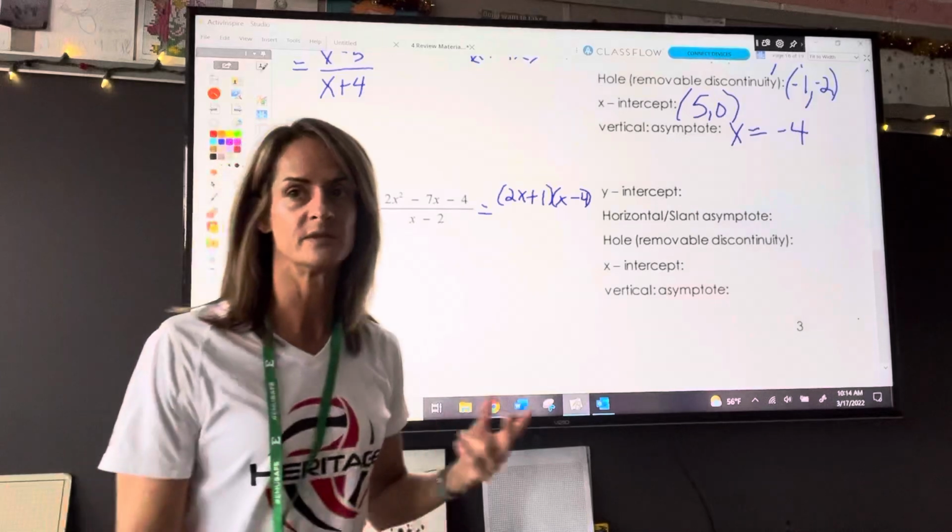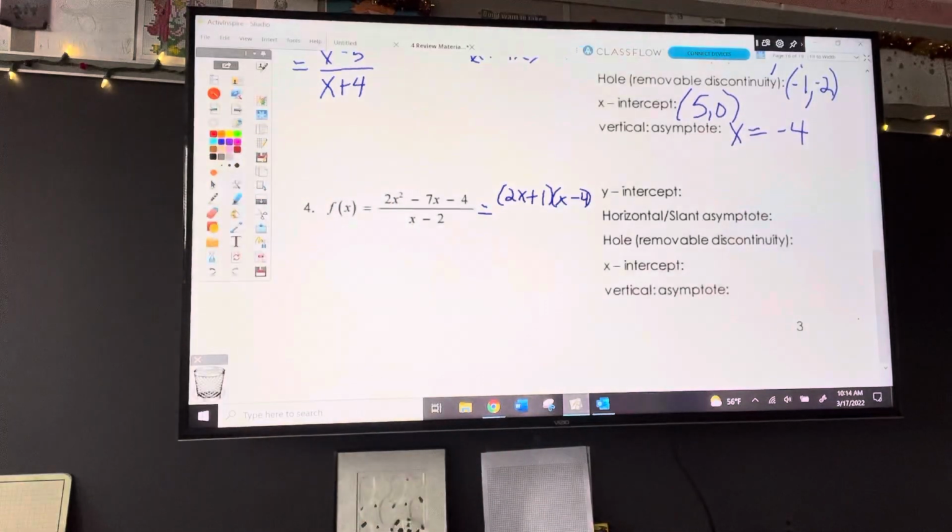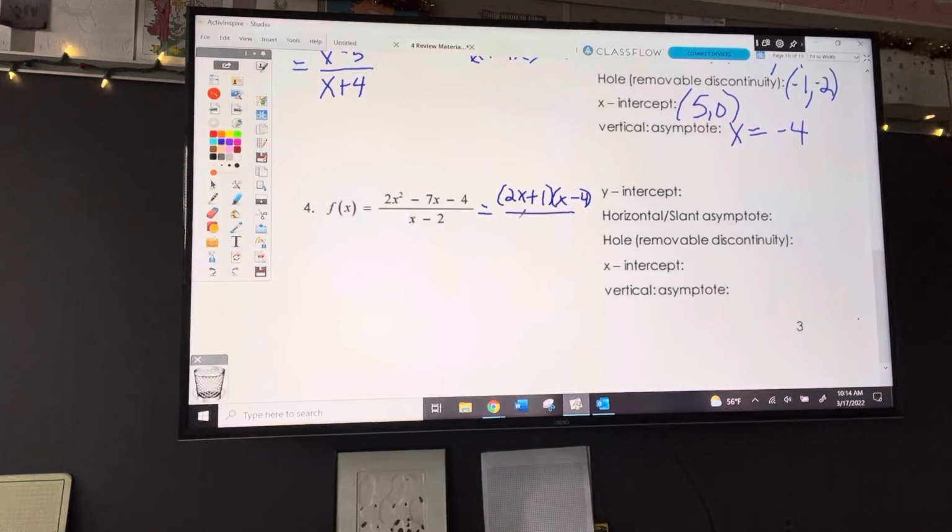Any questions on how that was factored? The denominator is still x minus 2. We don't have anything that cancels, which means we do not have a hole. So I'm going to write none here. Well, this is clearly very easy to tell. The vertical asymptote is at x equals 2.